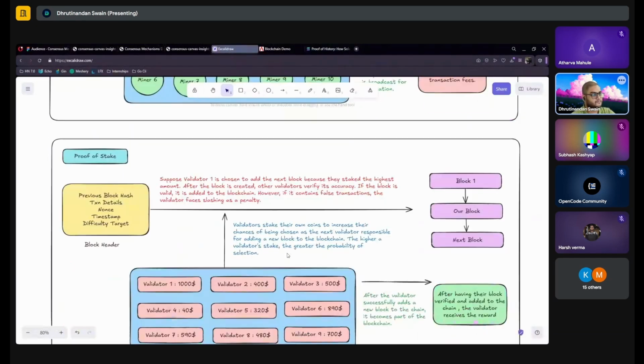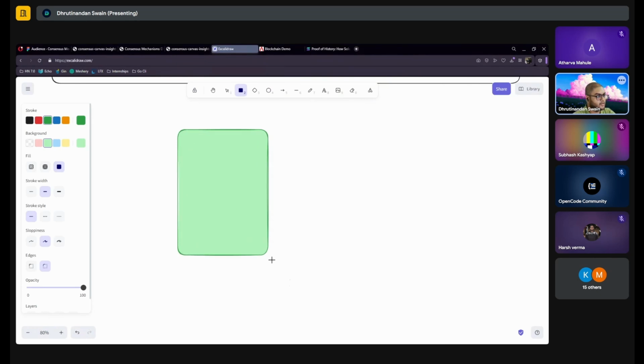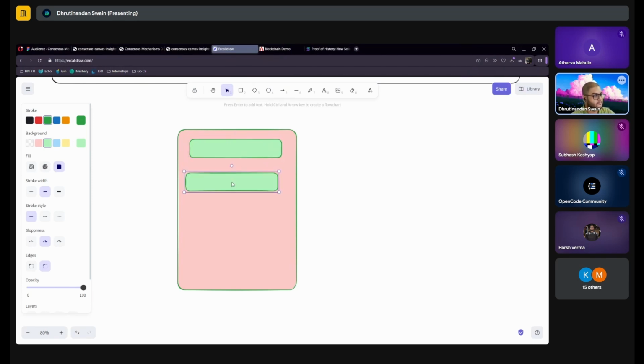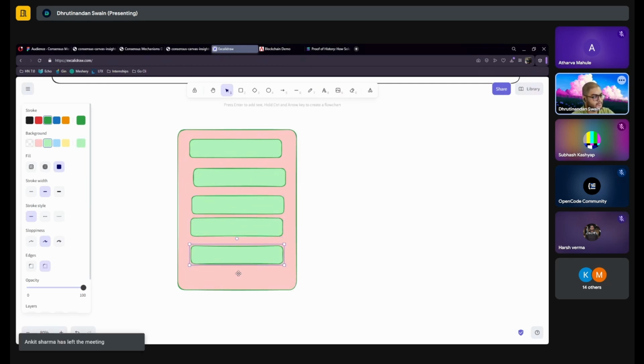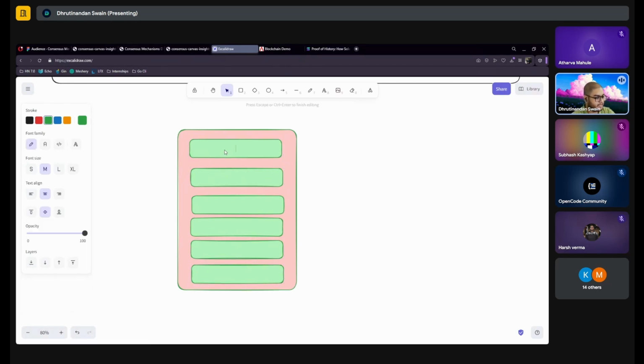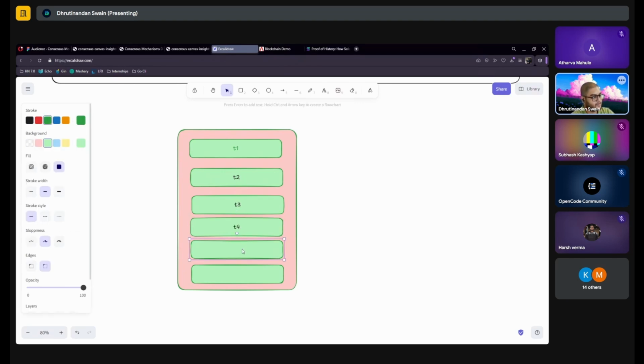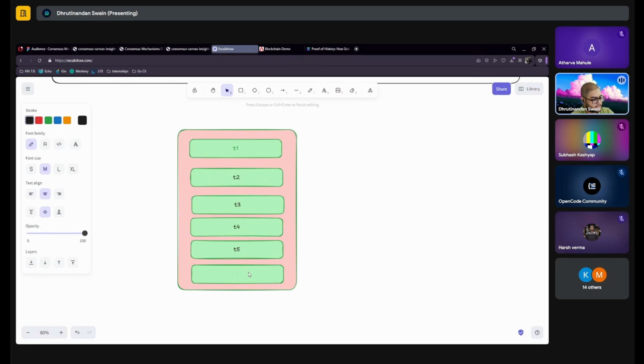So let me explain. Let it be a pool of transactions, like a memory pool itself, containing various transactions in it. Let it be transaction one. Here comes transaction two. Here comes transaction three. Here comes transaction four, transaction five, transaction six.